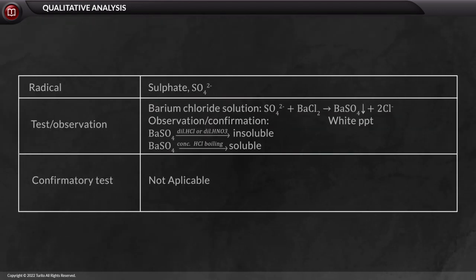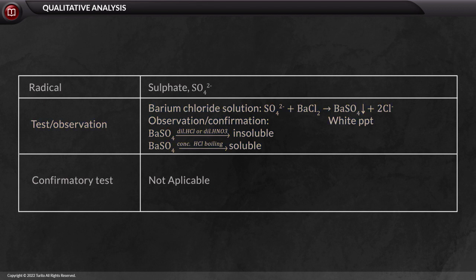In class B, we need to see sulfate ion, which when reacted with barium chloride solution gives a white precipitate of barium sulfate, that is insoluble in warm dilute hydrochloric acid and in dilute nitric acid, but moderately soluble in boiling, concentrated hydrochloric acid.